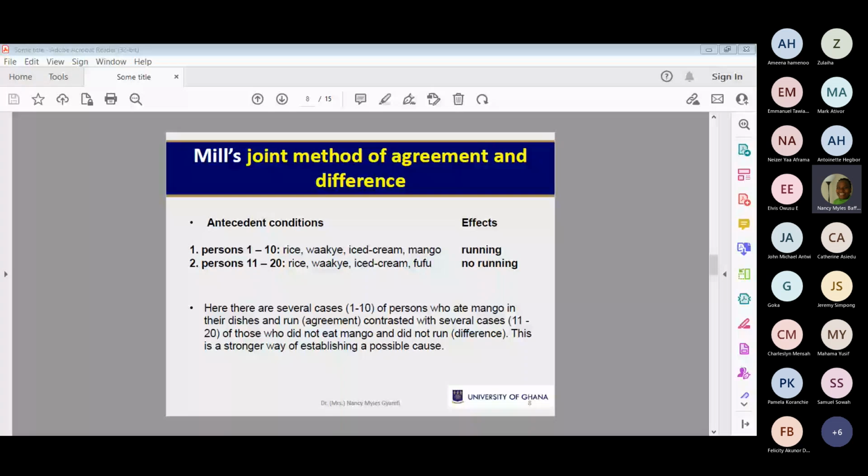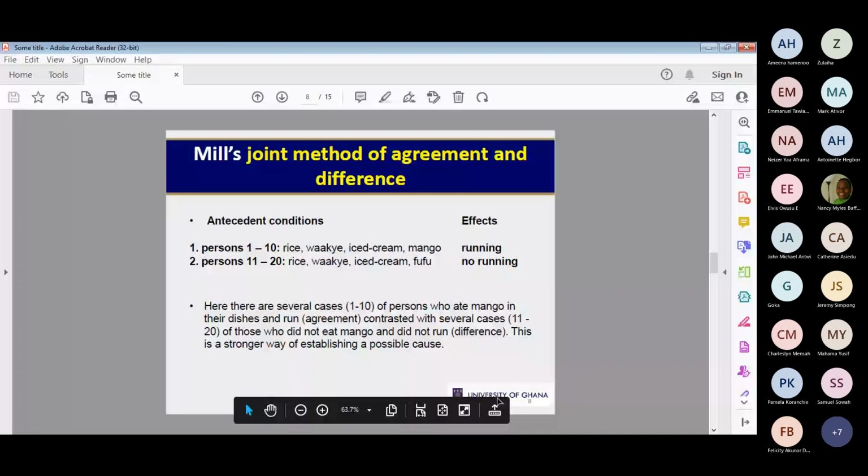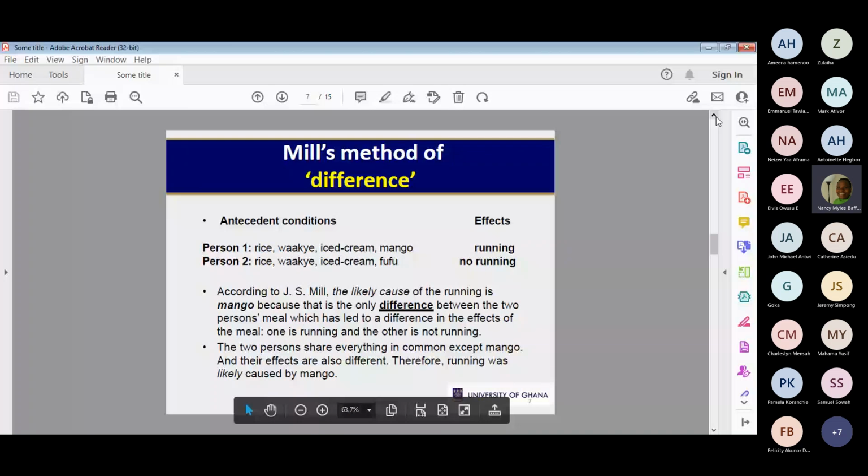Mill's method of causal reasoning, and we discussed two of them substantively, and we introduced one partially. The two that we discussed, J.S. Mill's methods, were the method of agreement on your screen now, and then the method of difference.